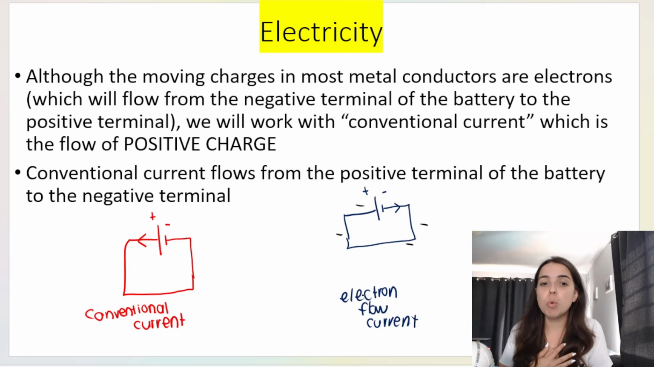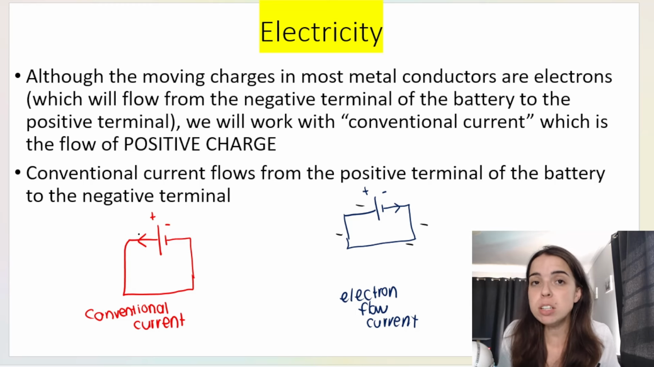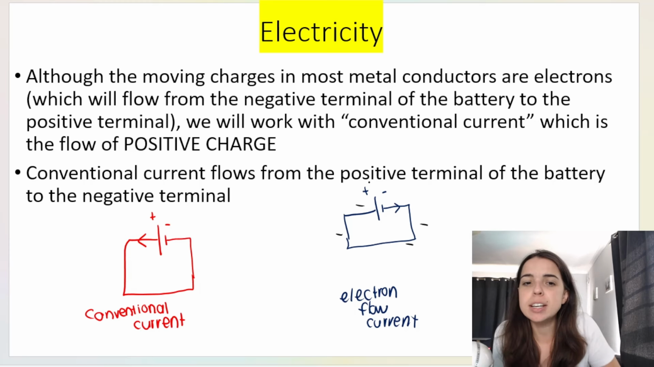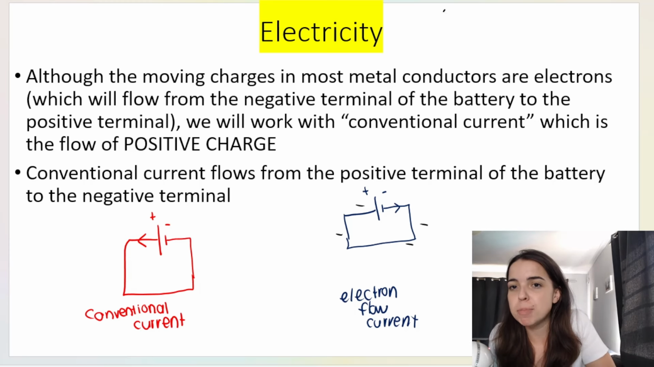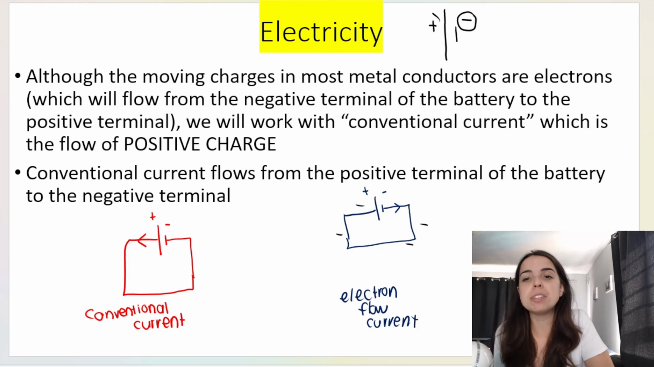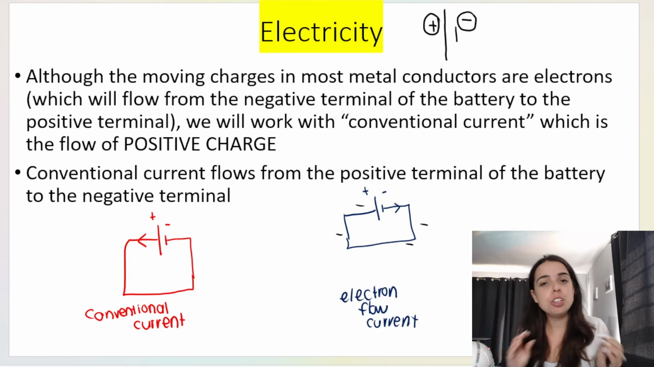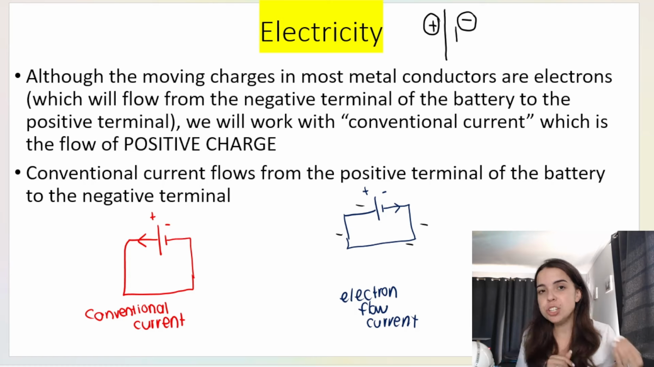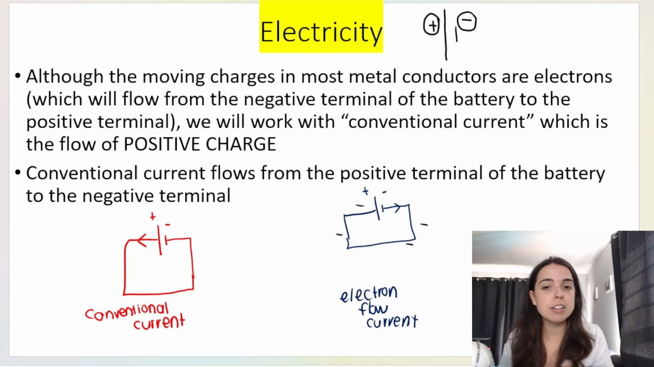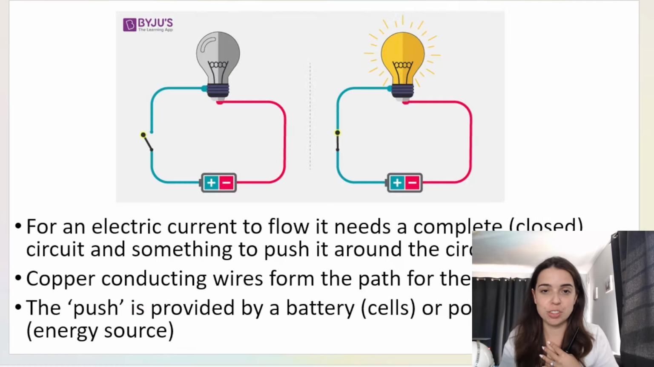But we work with conventional current flow, which is current flow from the positive terminal of the battery through to the negative. And just as a reminder, a battery can be represented by the following symbol, like that. The small line is the negative terminal of the battery. The big line is the positive terminal of the battery. So just know the differences between conventional current and electron flow current. We work with conventional current.